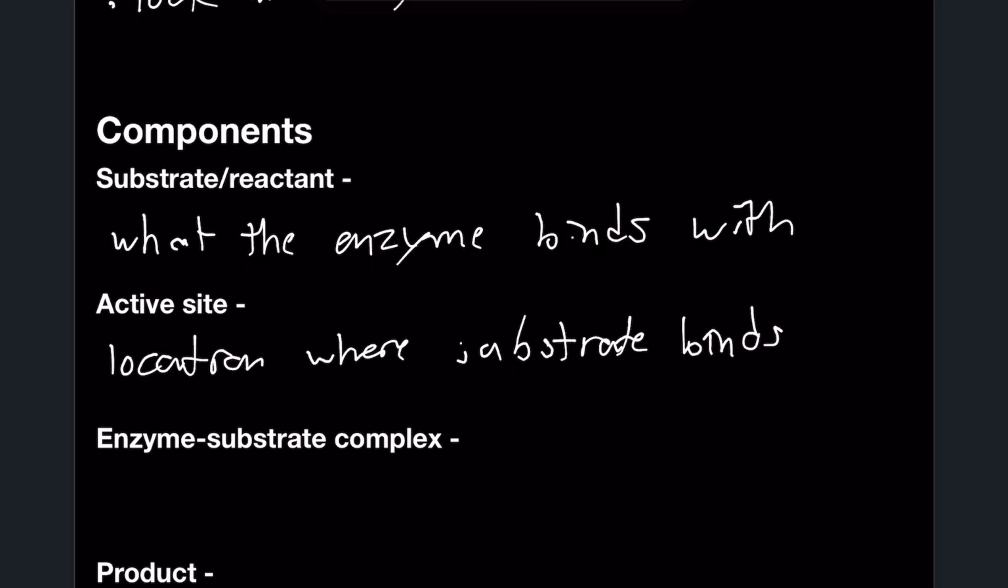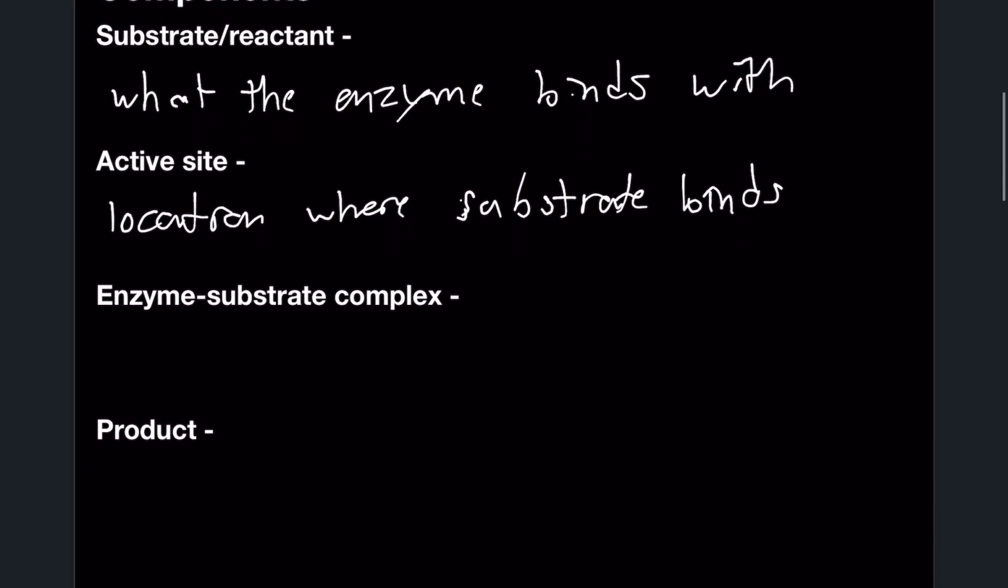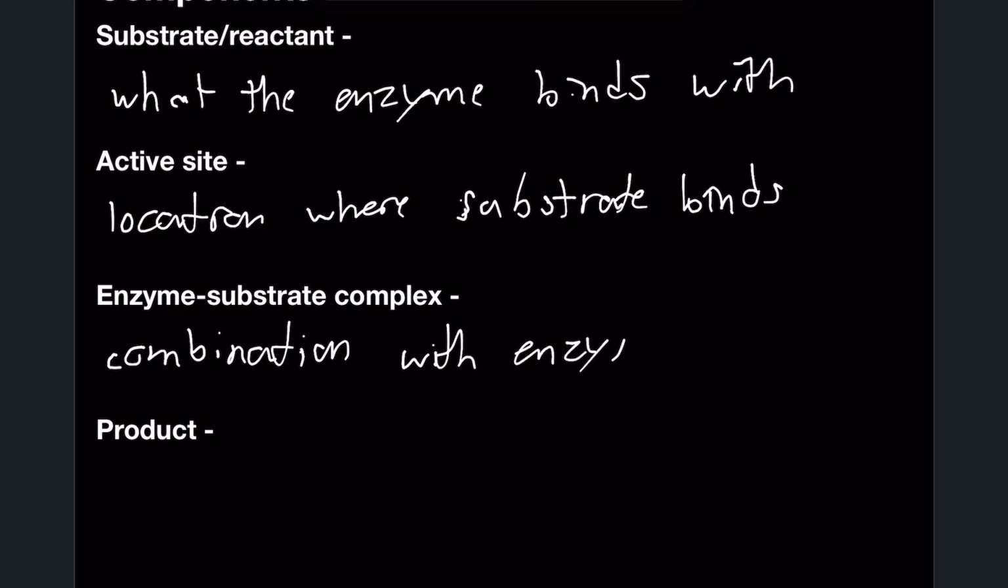Once the enzyme and substrate have bound together, then you get what's called the enzyme-substrate complex, which is just the combination of the enzyme and the substrate. So this is just the specific term for when the substrate is attached to the enzyme and it is undergoing whatever chemical process it's doing, whether it's digestion or synthesis.